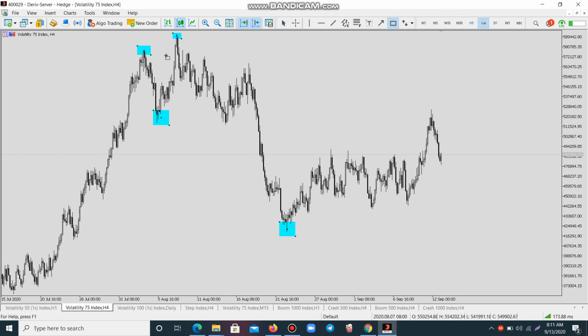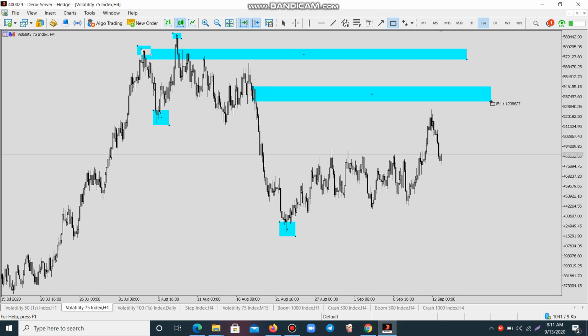Now, one thing we need to focus on is, because of this zone here, we need to see how market is going to play from this area, because we've got a Quasimodo here. The Quasimodo is here. Then this zone here can be a sell zone, because most of the people wait to sell from this area. This is where they wait. They think that they're going to sell from this zone here.